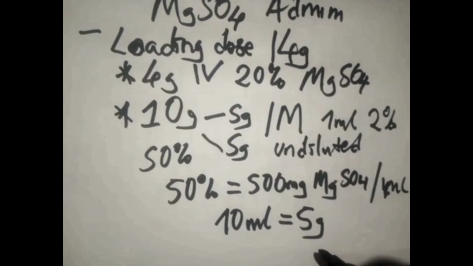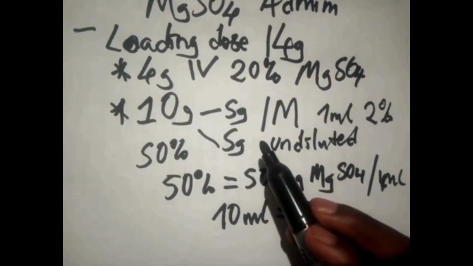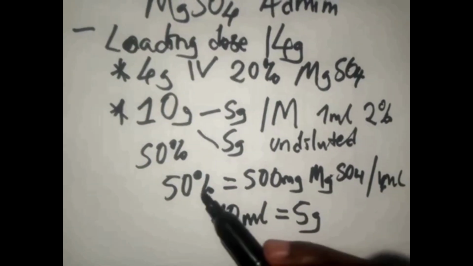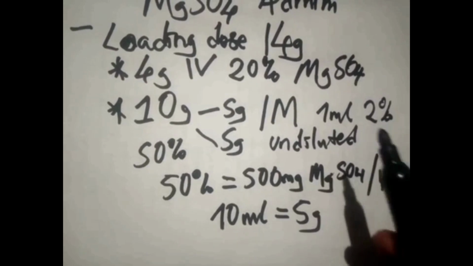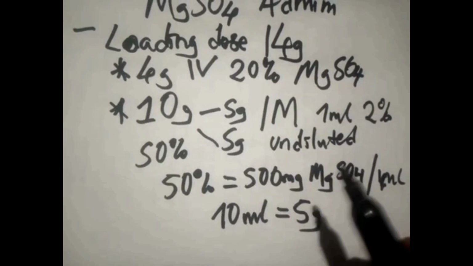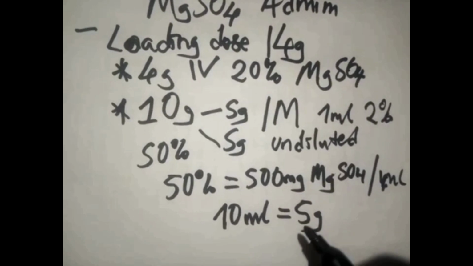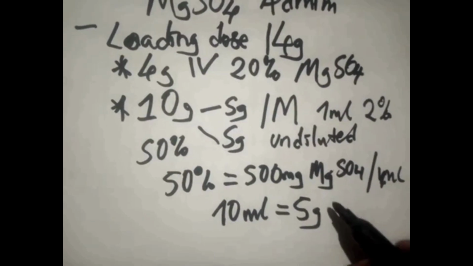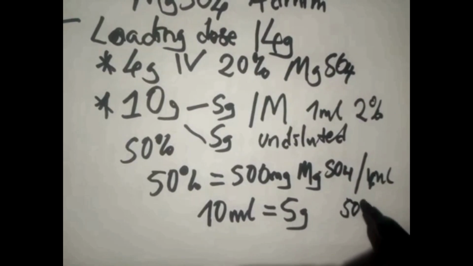So what it means is that when we want to give the 5 gram intramuscular, we just have to get 10 mil of this 50% and add 1 mil of 2% lignocaine, and give it IM. Just get 10 mil of the 50%, because the 10 mil is equivalent to 5 grams.